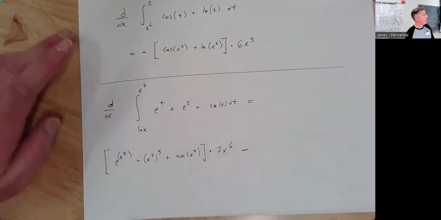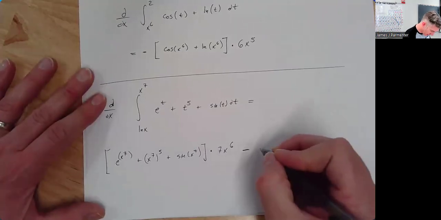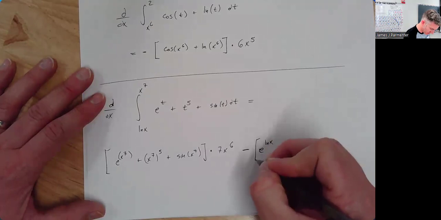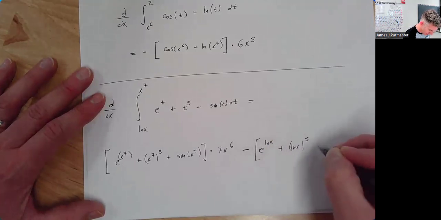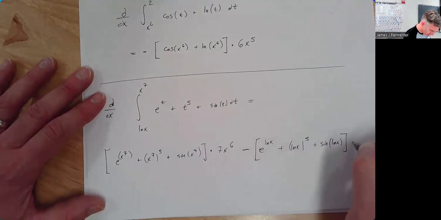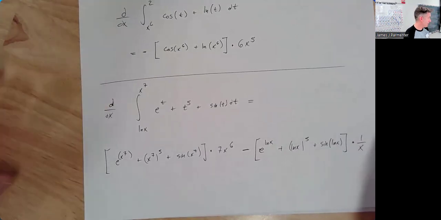Minus, now we plug in the bottom limit of integration. And we get e to the natural log of x, which yes is just x, but we're not going to change it, plus natural log of x to the fifth, plus sine of natural log of x, all times the 1 over x, the derivative of the natural log of x.